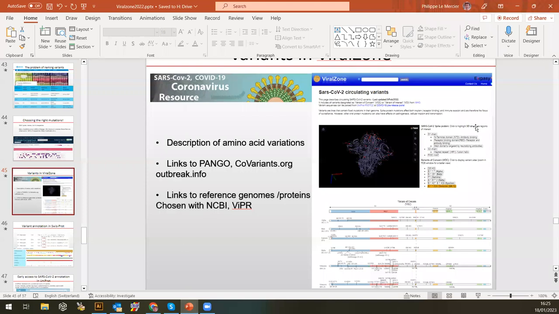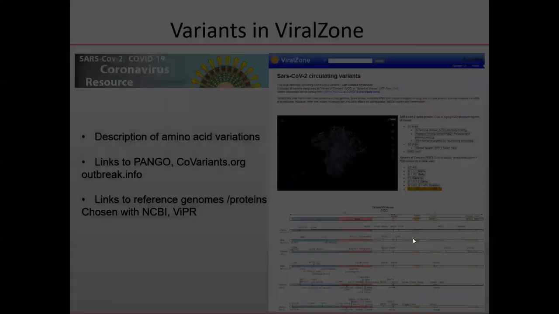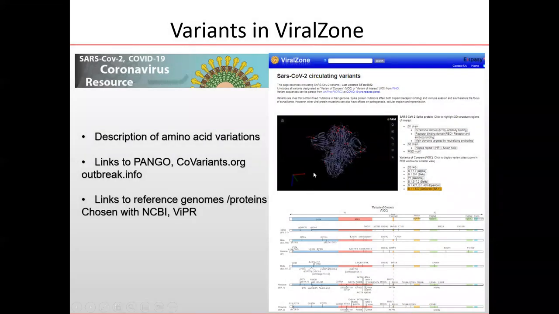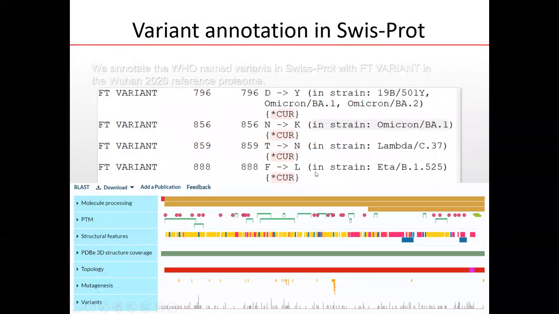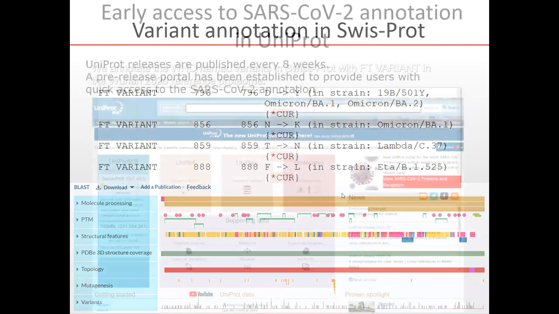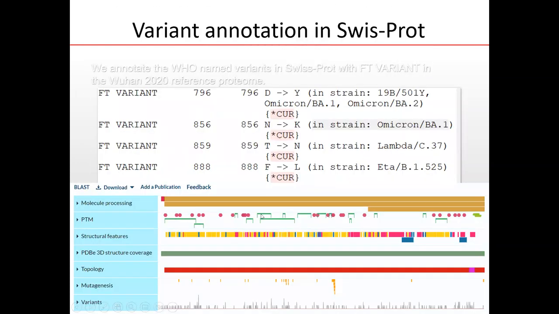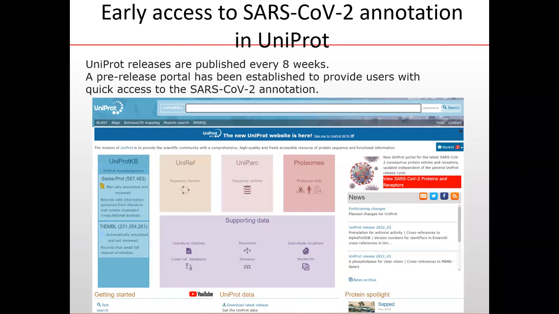Let's go back to this. We also put annotation of variants, and we push it into SwissProt. So in the SwissProt entry of spike, we have a list of variants with the names, so it appears in SwissProt, and UniProt as well, and people can really parse this data directly from the database if they want to, because it's there. But again, it's a challenge to release quickly in UniProt.